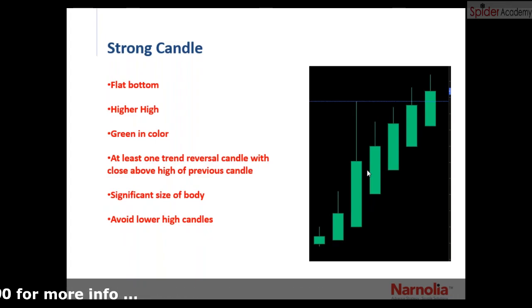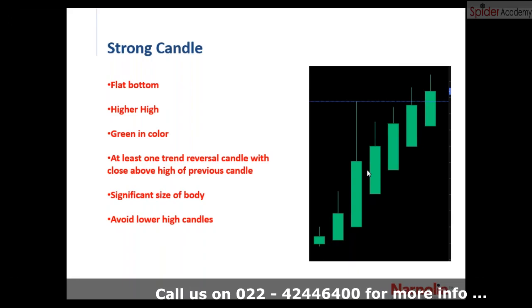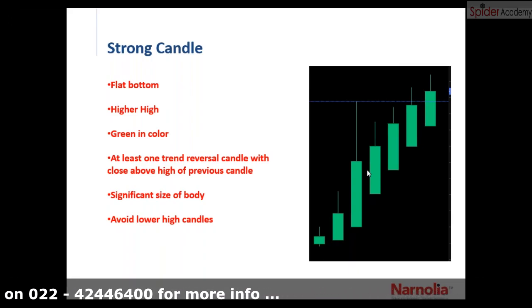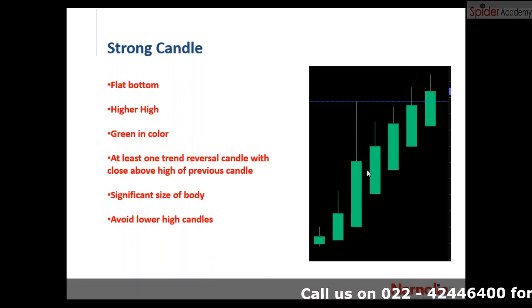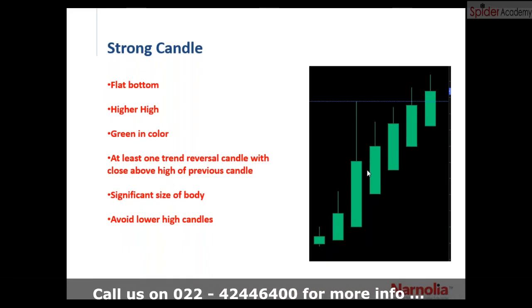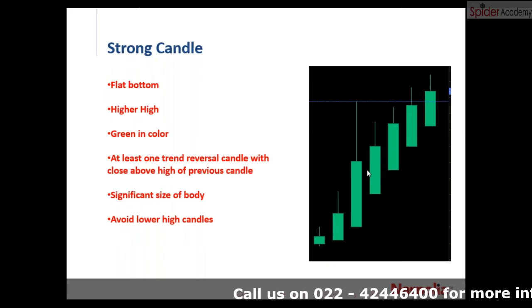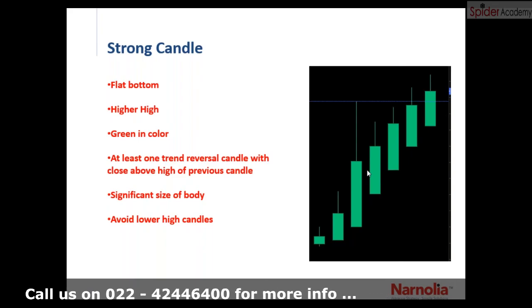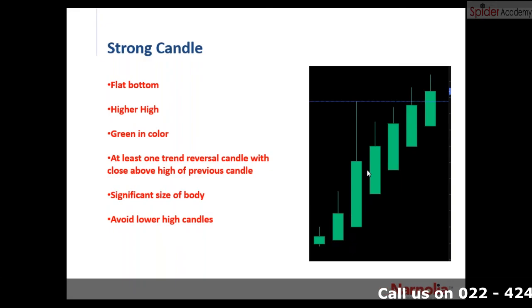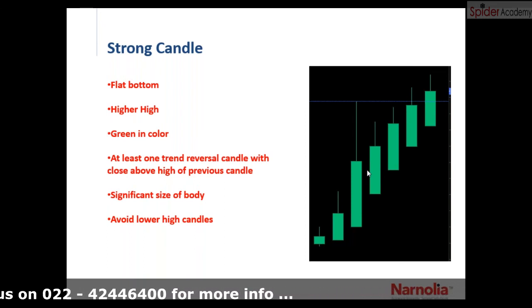Third, green, it should be green in color because I want a strong candle. Today we will be talking all about the buying side. Whenever you want to sell, it is just vice versa. So we can say lower low in a red candle. If it's a flat bottom, it will be a flat top in a red candle, exactly vice versa. Next, a trend reversal candle above the high. Now this is very important. You understood flat bottom, good. You understood higher high, good. Third, you understood color should be green. And the fourth is very important. There has to be one candle somewhere near the bottom, somewhere around a trend reversal, whereby the candle should close above the previous day's candle's high. This is also very important. So I want a flat bottom whereby it should be a higher high.